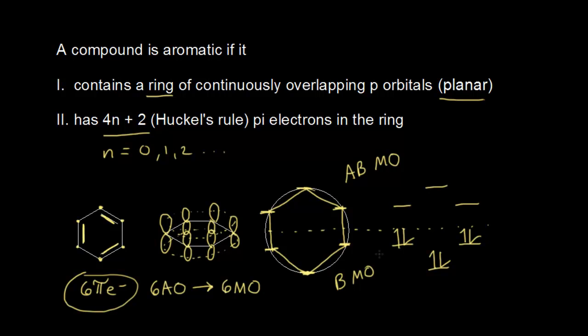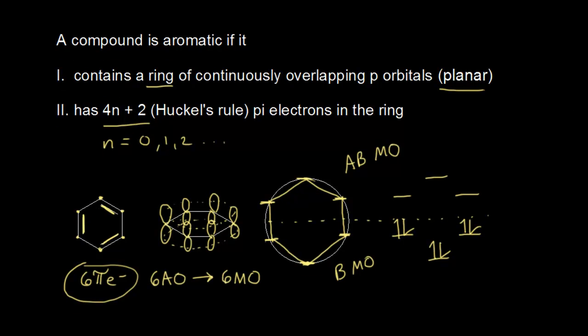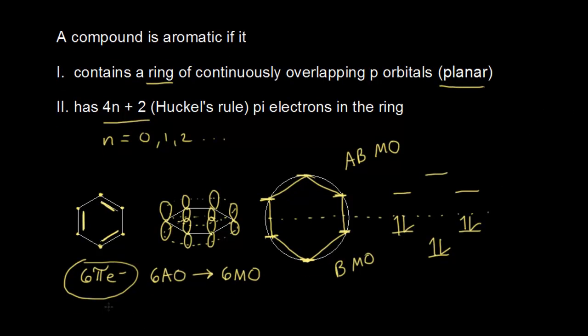If I think about Huckel's rule, 4n plus 2, I have 6 pi electrons. If n is equal to 1, Huckel's rule is satisfied, because 4 times 1 plus 2 gives a total of 6 pi electrons. And so 6 pi electrons follows Huckel's rule.